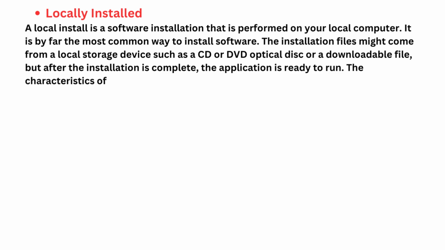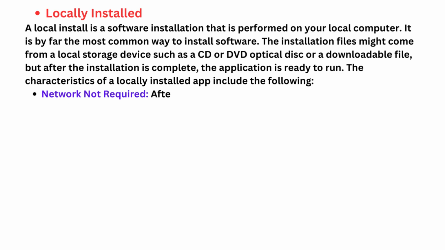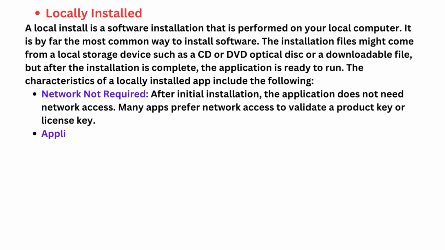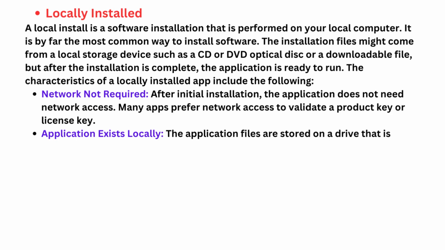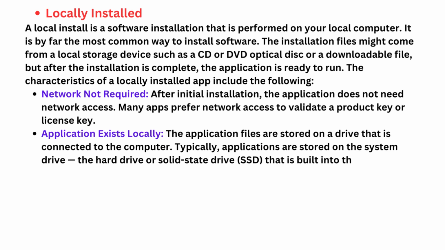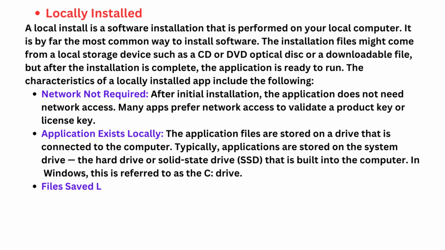The characteristics of a locally installed app include the following. Network not required. After initial installation, the application does not need network access. Many apps prefer network access to validate a product key or license key. Application exists locally. The application files are stored on a drive that is connected to the computer. Typically, applications are stored on the system drive, the hard drive or solid-state drive, SSD, that is built into the computer. In Windows, this is referred to as the C drive.